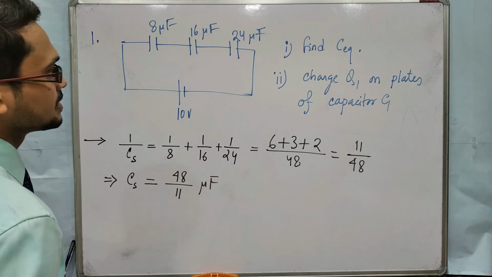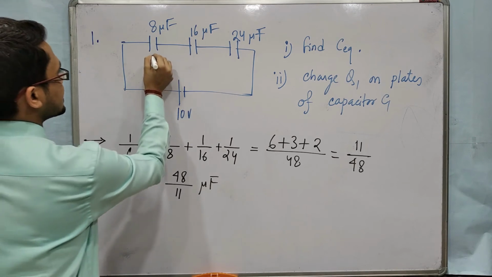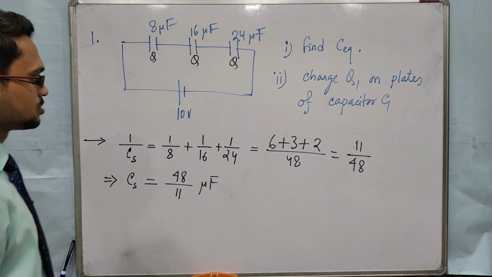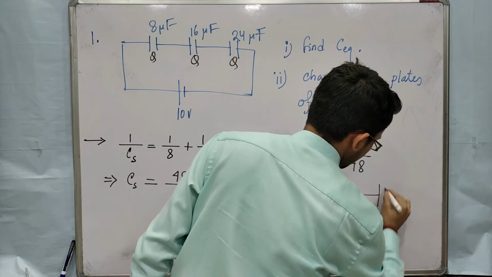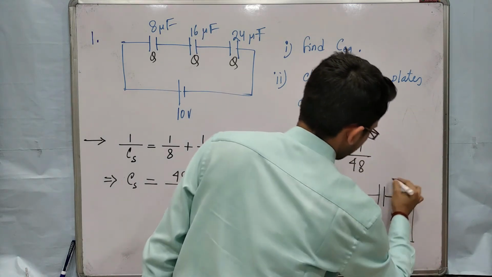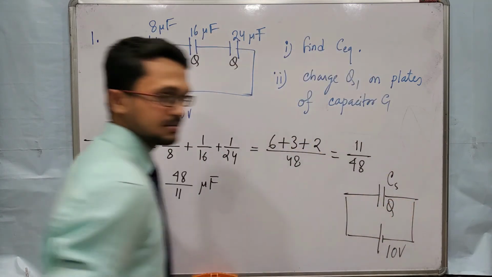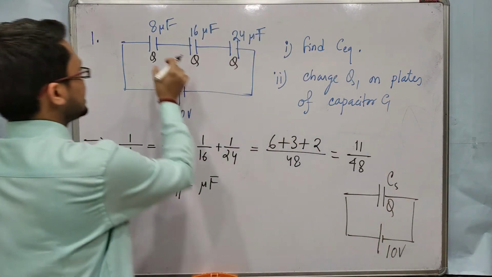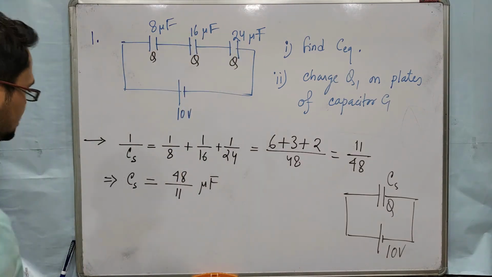Okay, this is the equivalent capacitance. Then charge Q1 on plates of capacitors. Here in series combination charge will be same, here Q, here Q, here Q. Okay, so how will you find the charge? And the equivalent circuit, if you draw the equivalent circuit, 10 volt and the equivalent CS, then charge on CS will also remain same, that is Q. So if we use this simple circuit, then we can automatically find the charge on C1, charge on C2, charge on C3. Any question we can solve.